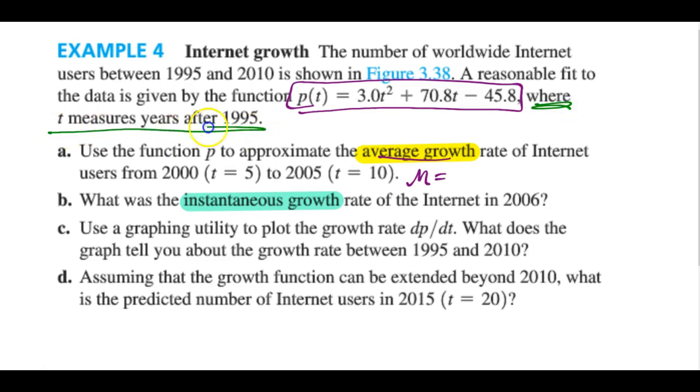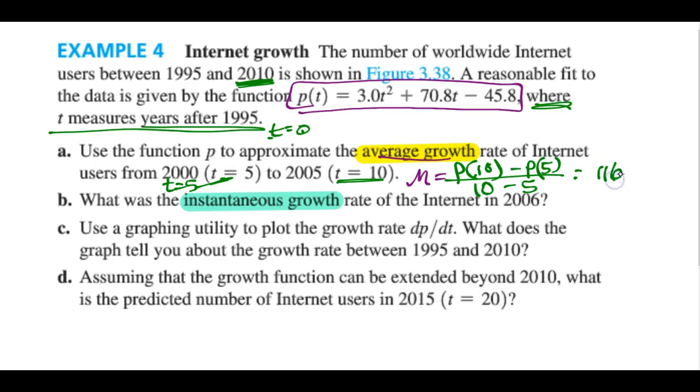We're going to let time be 0 at 1995. So let's see. At 2000, t is, oh, they've defined it for me. T is 5. So I just do p at 10, that's the y value, minus p at 5. That's y sub 2 minus y sub 1 all over 10 minus 5. So I'll just go to the function and evaluate it. And I'll leave that up for you, but I think you know how to do that.